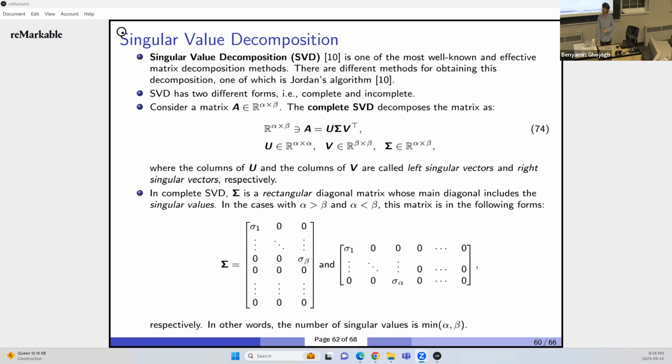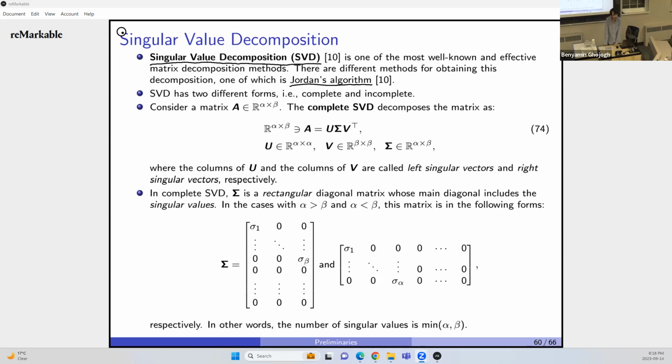Okay, we talked about optimization forms and eigenvalue problem. Now let's talk about singular value decomposition, the second most important decomposition in machine learning. The first one was eigenvalue decomposition. Singular value decomposition, or SVD, is one of the most well-known and effective matrix decomposition methods. There are different methods for obtaining this decomposition. One of them is Jordan's algorithm. We don't go into how we do the decomposition; it's out of the scope of this course. That's in linear algebra. We're going to use it.